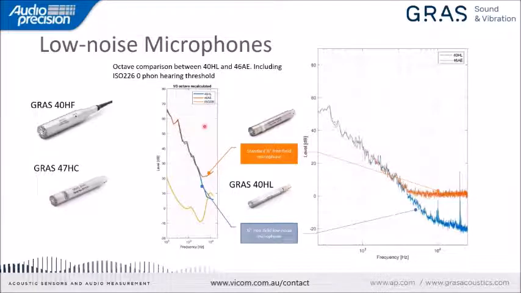So in the chart on the left, this one we have over here, we have 3 different curves. The orange and the blue curve represent the signals that are measured by the 2 measurement microphones, the low noise measurement microphone 40HL and the standard measurement microphone GRAS 46AE.